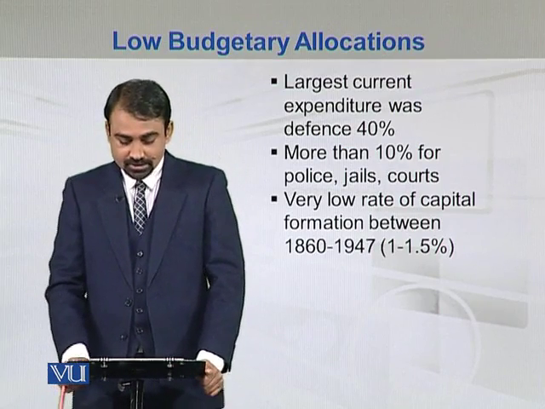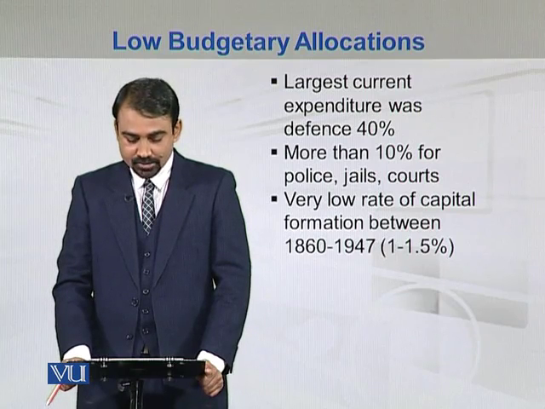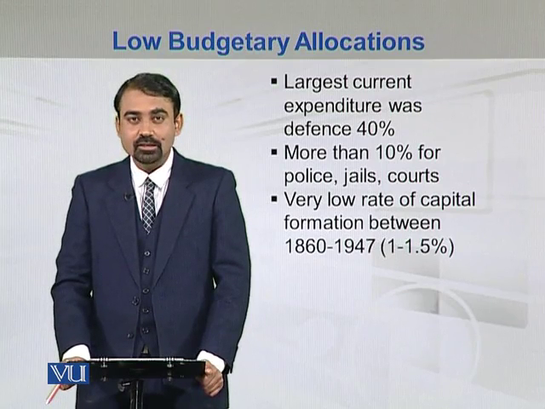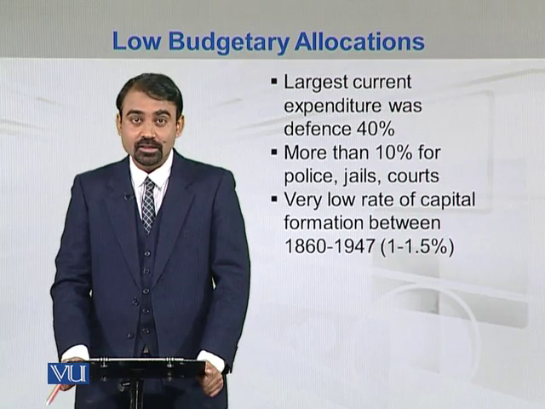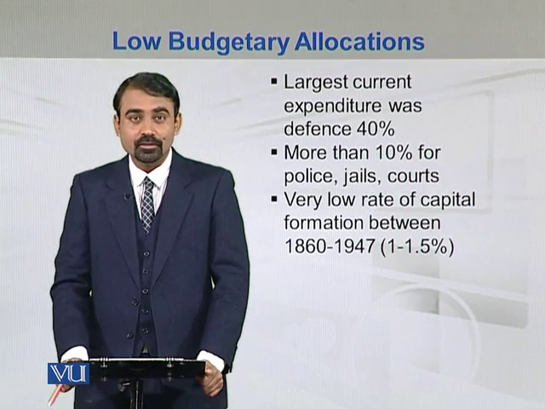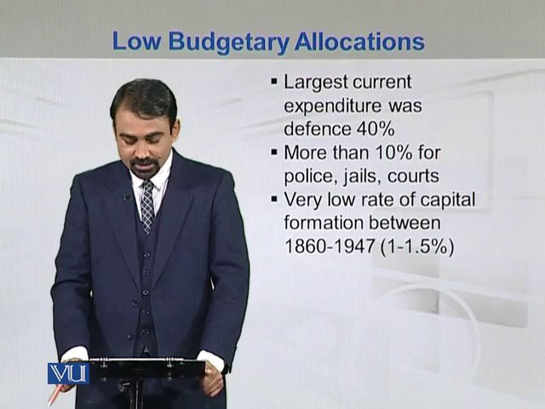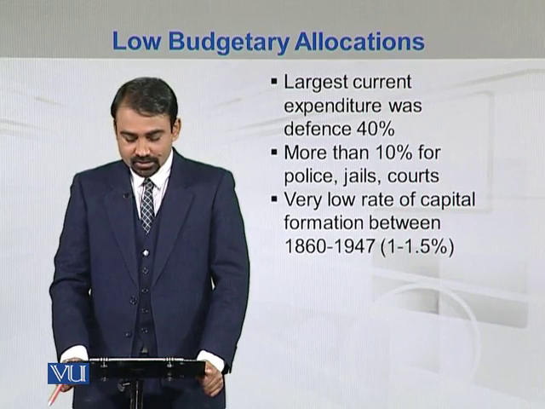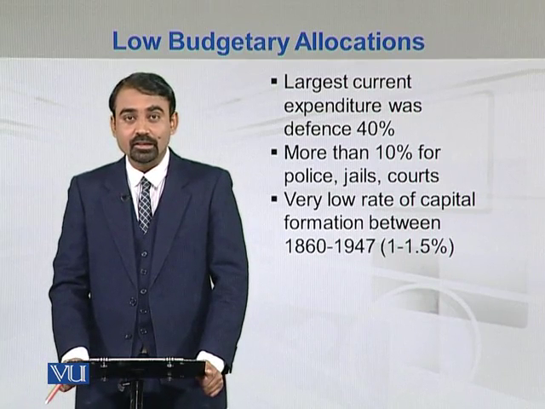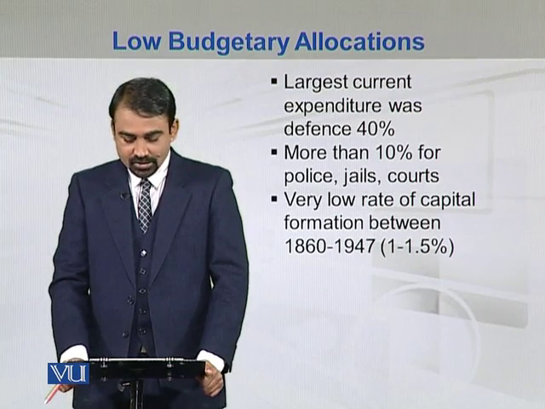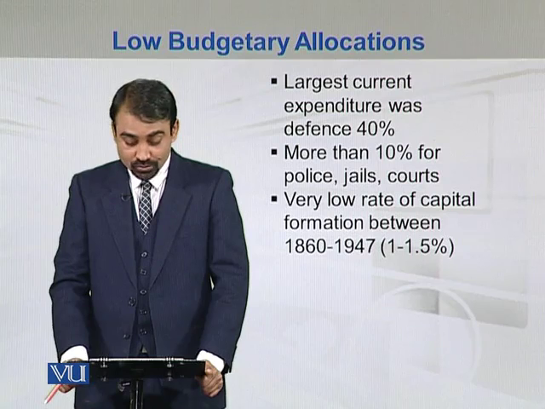For example, if we look at the budgetary allocations in British India, the largest current expenditure was on defense. It was 40%. It was so high because if you remember, the British government spent a lot of money on its army during World War One and World War Two. But since the size of the army was so big and the army was kept at various places to quash rebellions and to control populations, the size of the defense budget was so high.